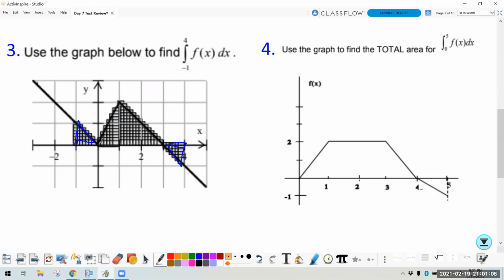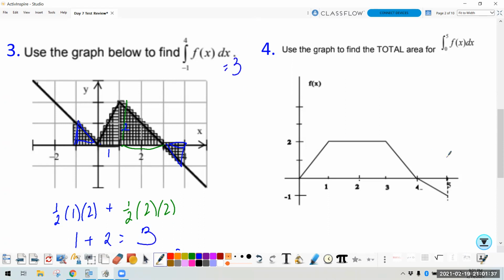And then my area here, this is a base of 1, a height of 2. So that triangle is 1/2 base times height. And then this triangle is 2 by 2. So that's 1/2 base times height. We get an area of 3. So the integral from -1 to 4 is 3.